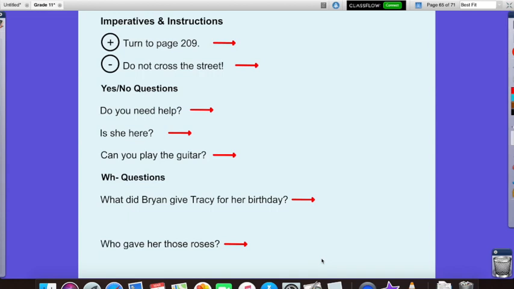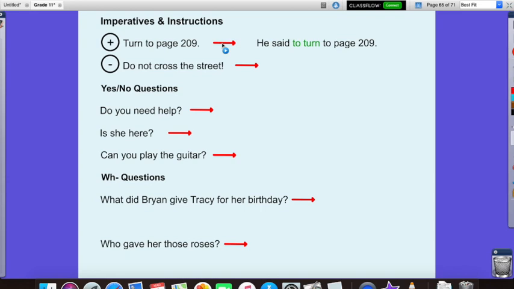First, let's look at an affirmative imperative or command. If your teacher says, turn to page 209 in your textbook, how do you report this? When you report an imperative, such as a command, that starts with a base verb, go, do, play, turn, and so on, after your reporting verb, in our case, said, he said, you need to use the infinitive, meaning to plus the base form of the verb.